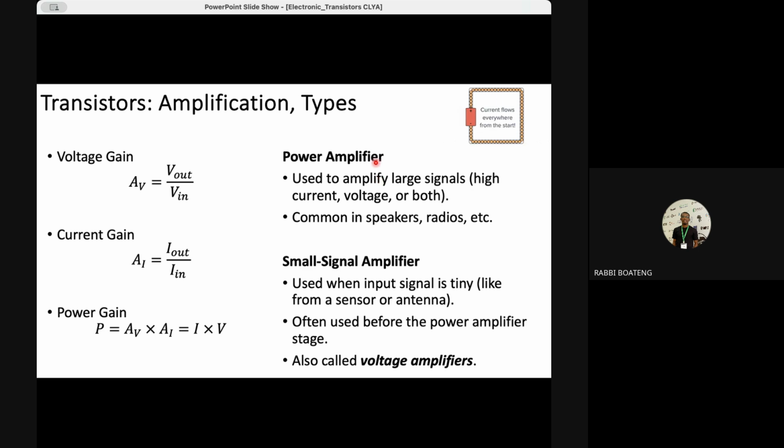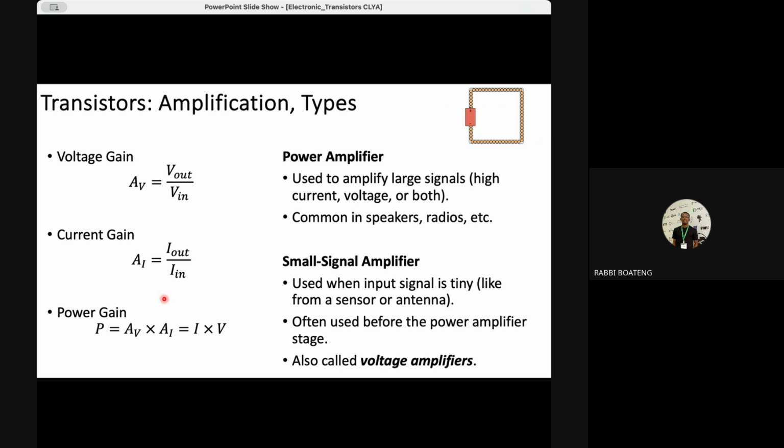So if you're talking about voltage particularly, it means that the V out divided by the V in can give us the voltage gain. And of course, the current gain is going to be the I out over the I in. And if you want to find the power gain, we can just multiply these two, because power is equal to what? Current times voltage. And that will be all.